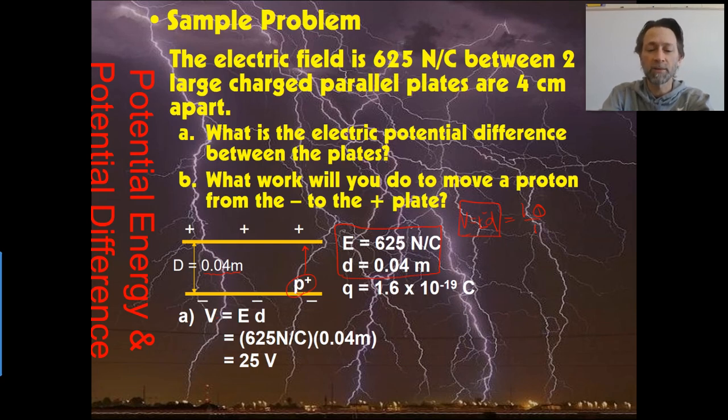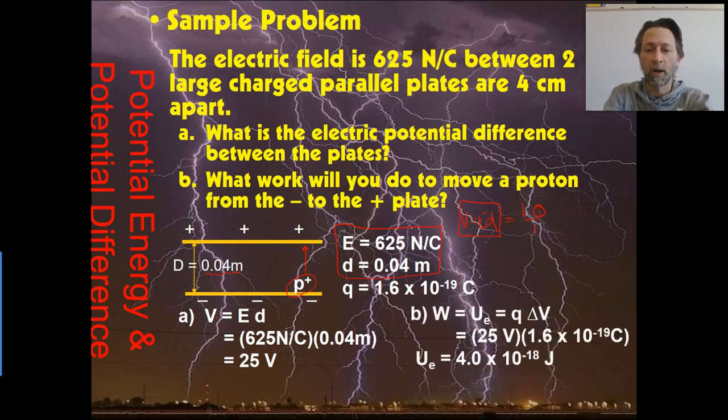Remember that the work is going to be the electric potential energy, which will be charge times voltage, or another way you could say this is charge times E times D, but we already did E times D, 25, so we can plug in the 25 for the voltage, and since it's a proton, we're going to put in the 1.6 times 10 to the negative 19th, and there would be a certain amount of potential energy there that is 4 times 10 to the negative 18th joules.